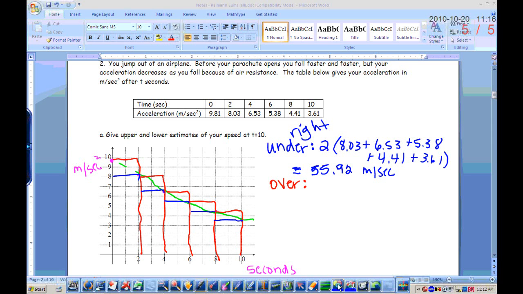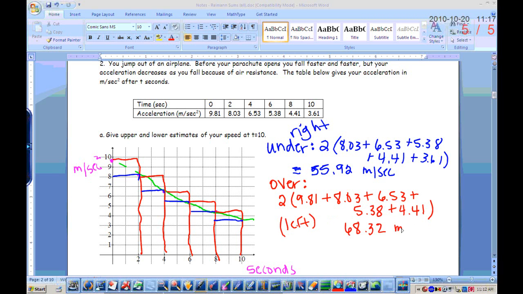Okay, the overestimate. Don't forget your 2 because the width of every single rectangle is 2. What's the height of the first overestimate rectangle? Good, 9.81. 8.03, 6.53, 5.38, 4.41. Do I go on or stop? Good, I stopped. And then this is also a left estimate. And it's 68.32 meters per second.